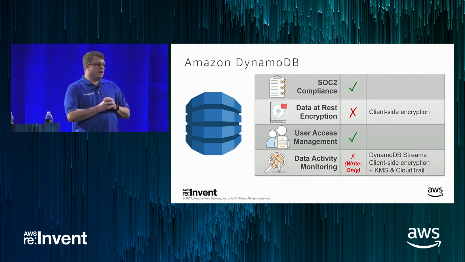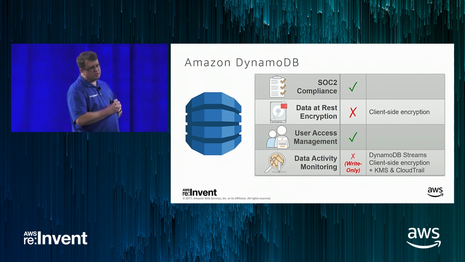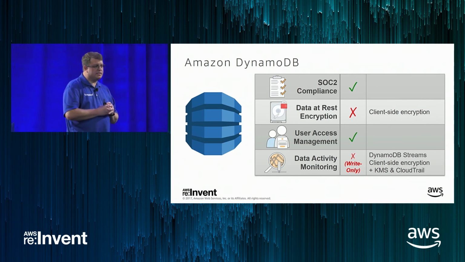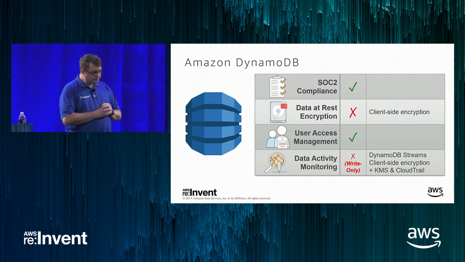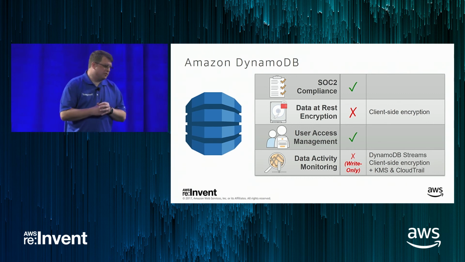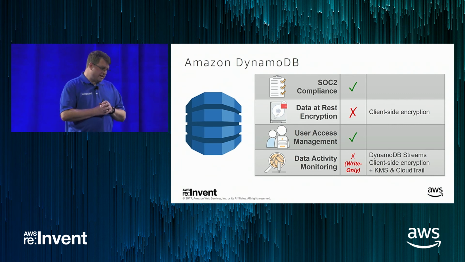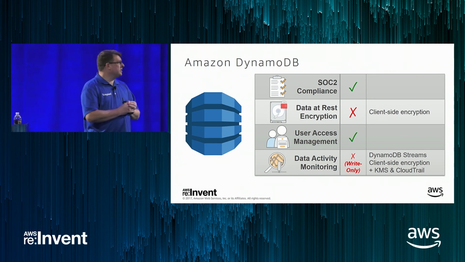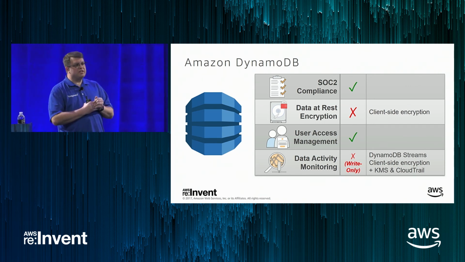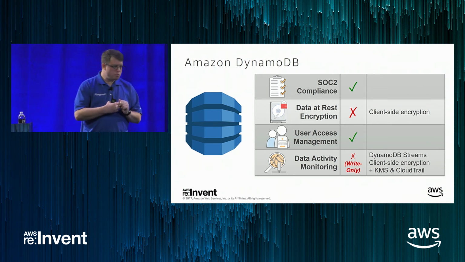User access management for DynamoDB was fairly easy to achieve because it's tightly integrated with Amazon's IAM, Identity and Access Management Service, so that was easy to achieve. And data activity monitoring was also something that was missing. So DynamoDB streams gave us the ability to monitor updates, deletes, and inserts to the data, but we couldn't monitor the selects. So potentially there's a data loss issue there.